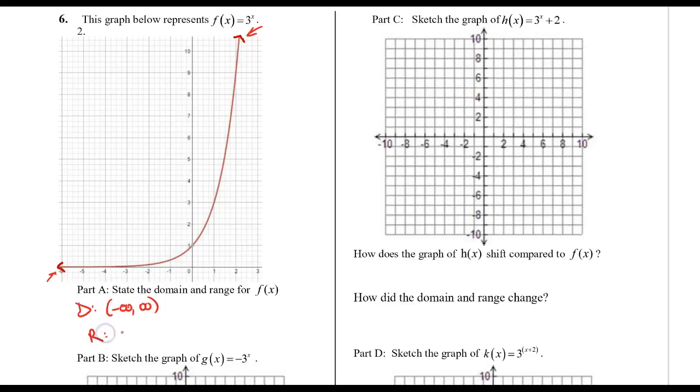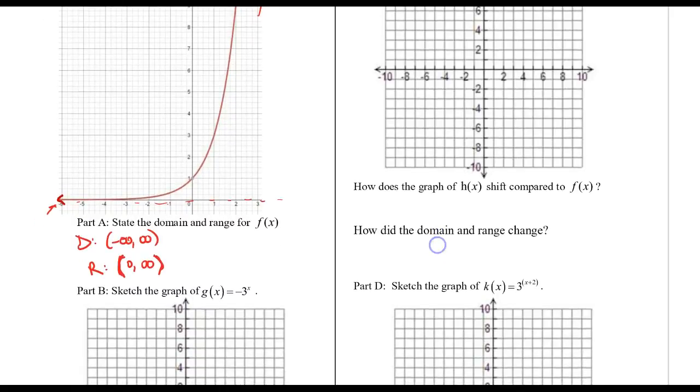In my range, the y values, I'm looking top to bottom. It looks like I can go up as far as I want, but when I go down on the graph, I never cross this x-axis. So my range is 0 to infinity, and we talked about in class why it's a parentheses. It's a parentheses because our graph can never actually touch 0. I can't ever equal 0. So we say it gets close to 0 but never actually touches it.